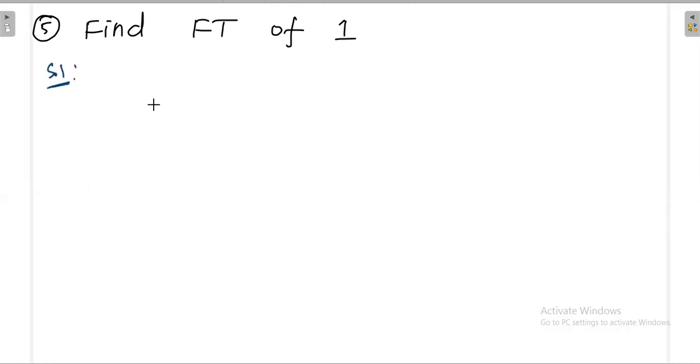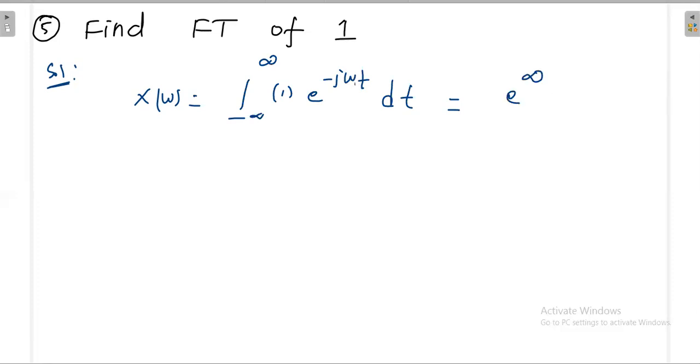See, what is the general formula? X of omega is the integral from minus infinity to plus infinity of 1 times e power minus j omega t dt. Again, I will not get any significant result here because this is a constant, so it has infinite area. It is not absolutely integrable. Even if you apply the limits, you get e power infinity and e power minus infinity, and e power infinity is infinite. You will not get any significant result with the direct formula. So again we'll apply an indirect approach here.